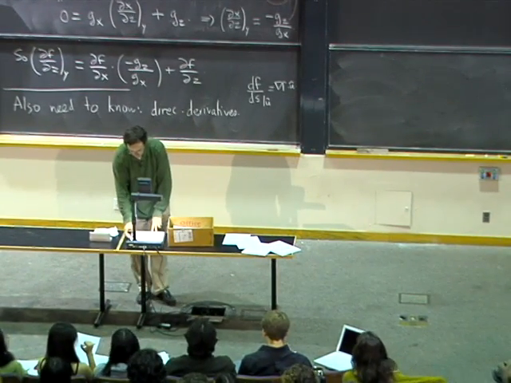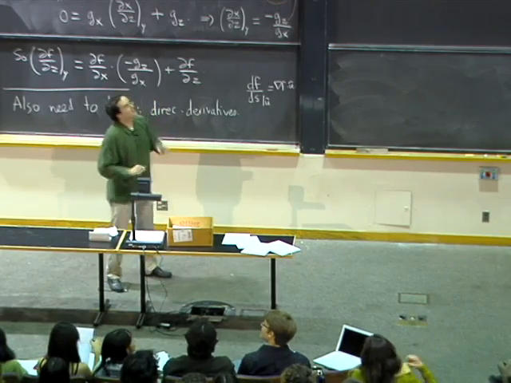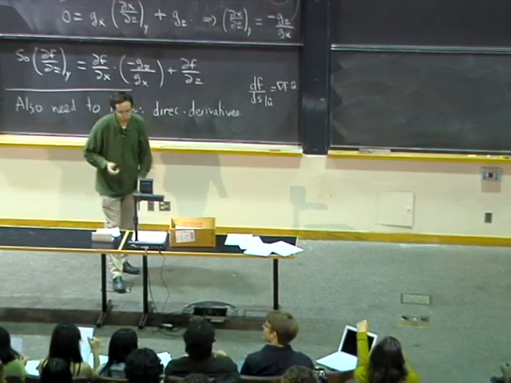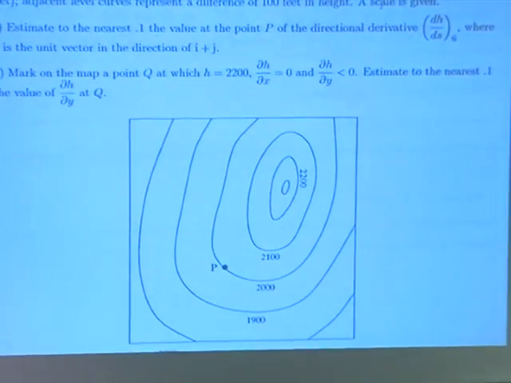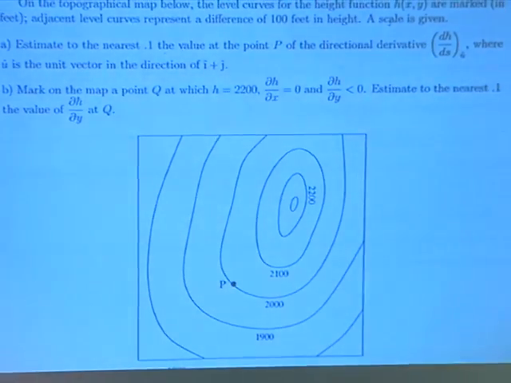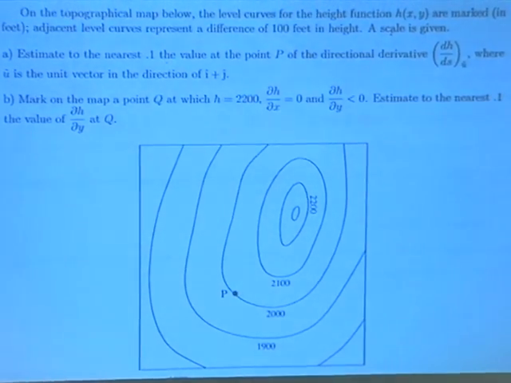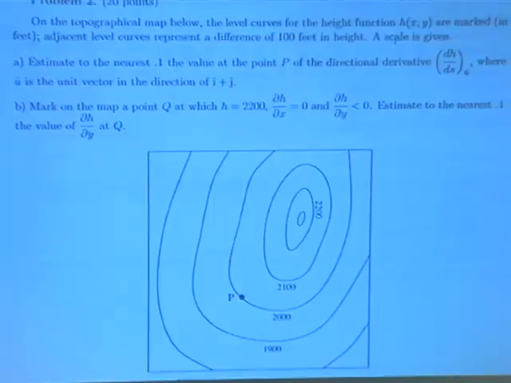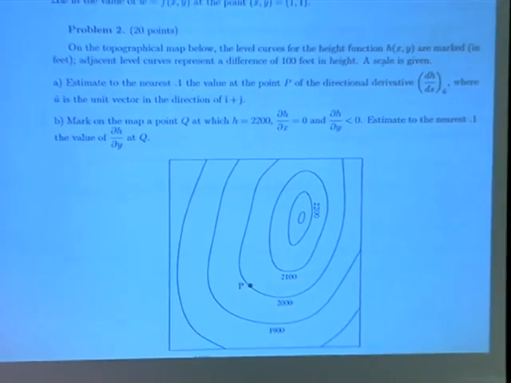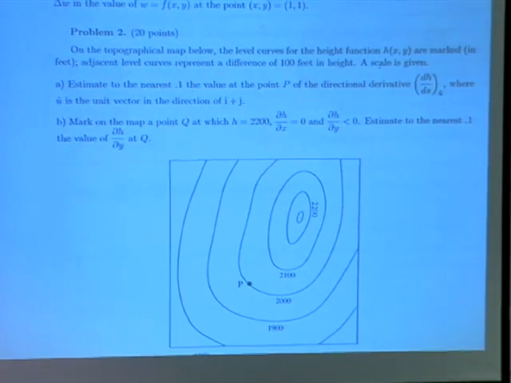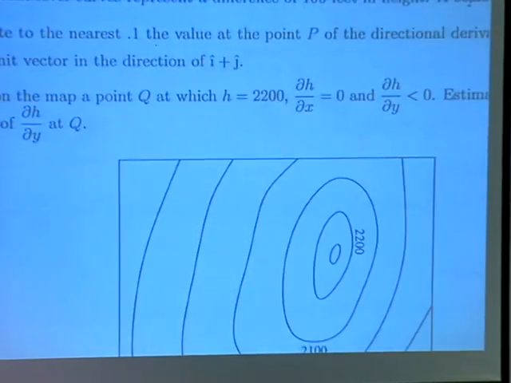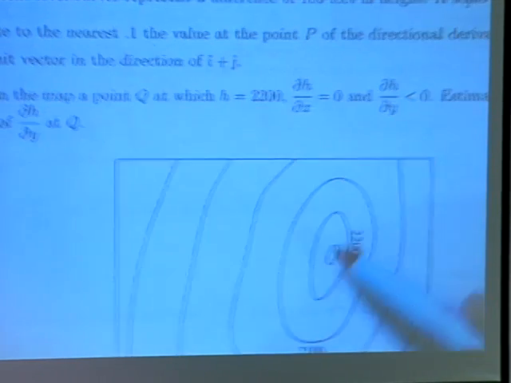So let's look at problem 2b. Problem 2b is asking you to find a point at which h equals 2200, partial h, partial x equals 0, and partial h, partial y is less than 0. So let's try and see what is going on here. A point where h equals 2200 should be on the level curve that says 2200. So we can zoom in, and here's the level 2200.